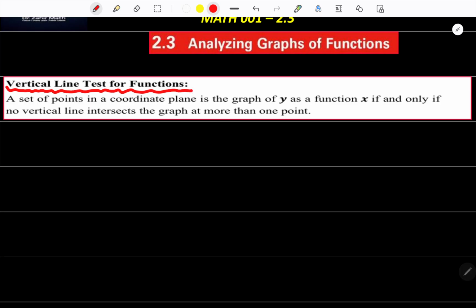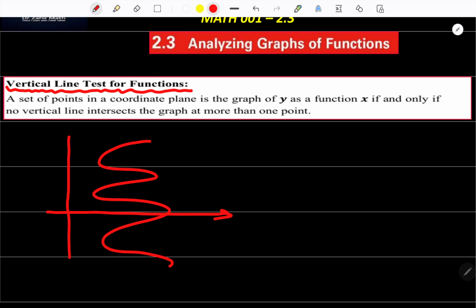What is the vertical line test? A set of points in a coordinate plane is the graph of y as a function of x if and only if no vertical line intersects the graph at more than one point. I know it's difficult for you, but let me tell you in the easiest way. Suppose I give a graph like this.